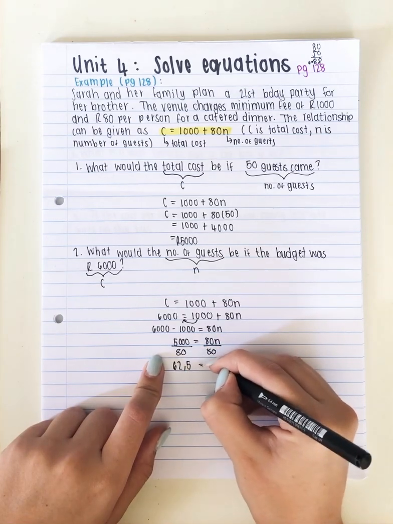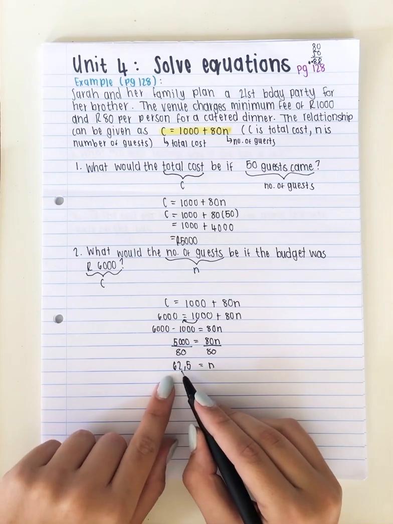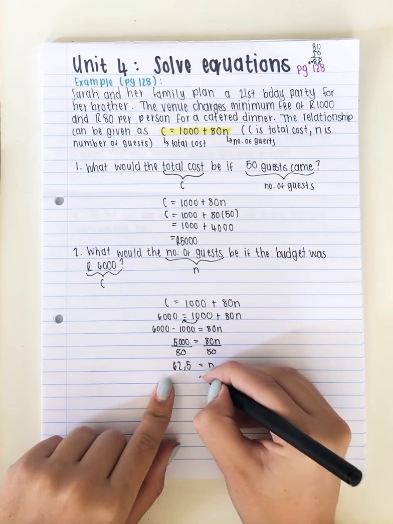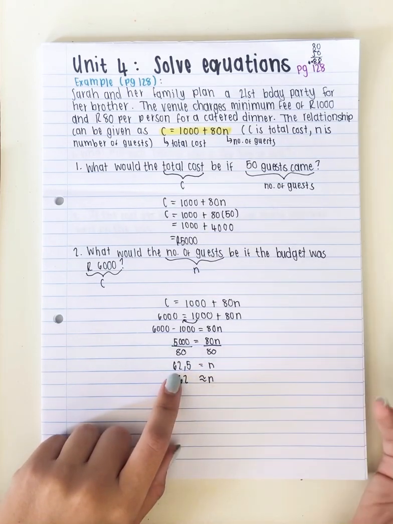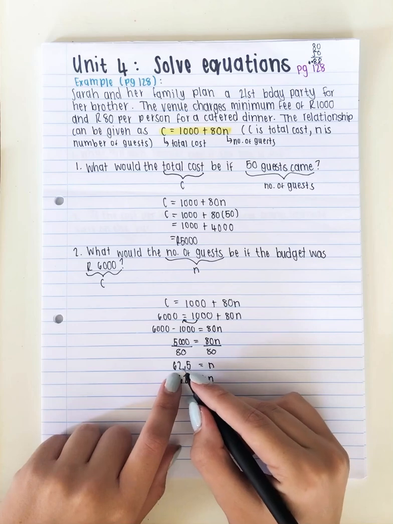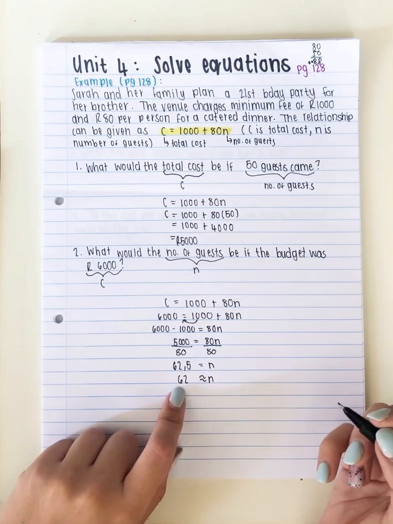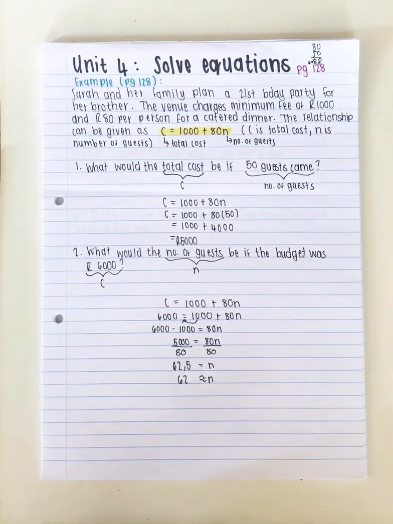Okay, is equal to n. Now this is the number of guests. Can I have 62.5 guests? No, I can't. So what did I say about rounding off? So it will be 62 guests, because I can't have 63 guests because that will go over budget, but I can't have 62.5. So I have to go only 62. Okay, so my number of guests will be 62 guests.